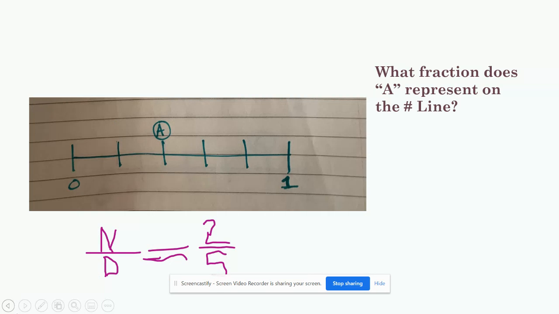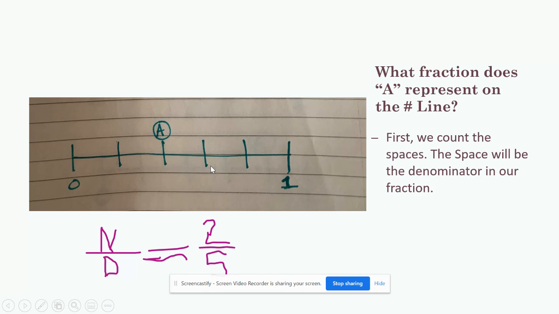All right, so let's try this together. What fraction does A represent on the number line? Okay, we have to find A. Here is A. This is our point of reference. First, we count the spaces. The spaces will be the denominator in our fraction. The denominator, remember, is the bottom number of a fraction, and it is the total pieces something is divided into.